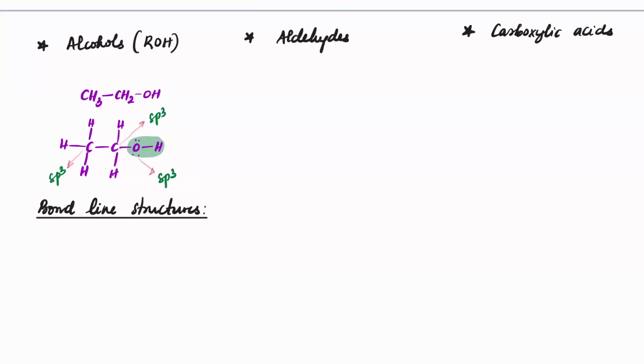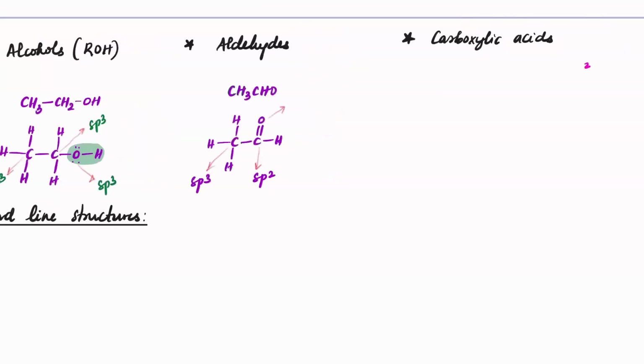Next, aldehyde, CH3CHO, where we have three hydrogens connected with C, and then a double bond to O and H. This is how the connection is. In that case, if you compare, this carbon is sp2, this oxygen has no hybridization, and this carbon is sp3. Next one is carboxylic acid, something like CH3COOH.